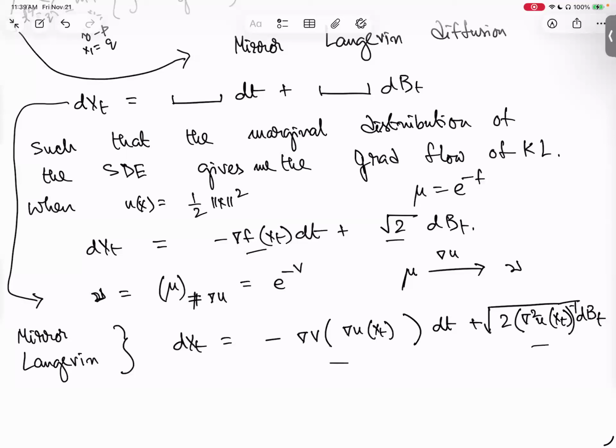Do you understand this? It looks more complicated, but you should think of it as something structurally very similar. It is nothing but the gradient flow of Kullback-Leibler with respect to a fixed measure, which is e to the power minus f.